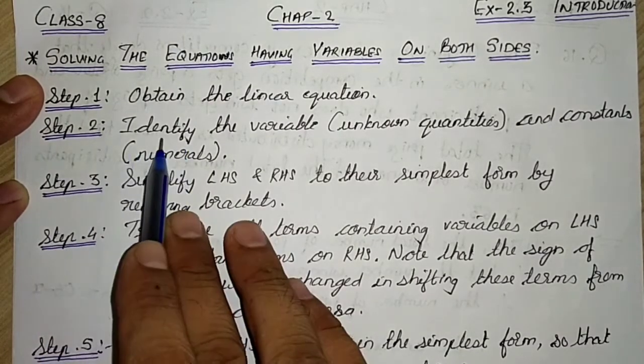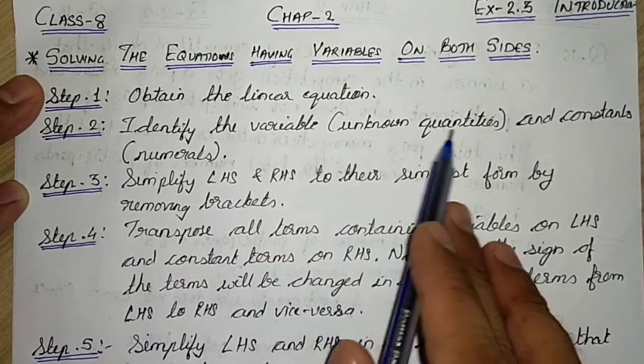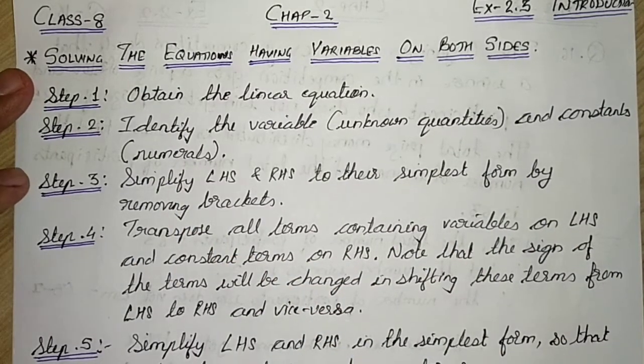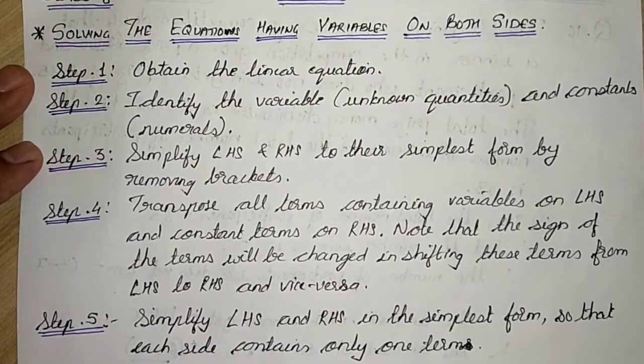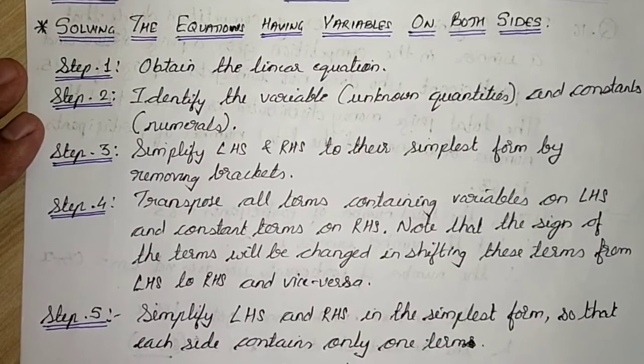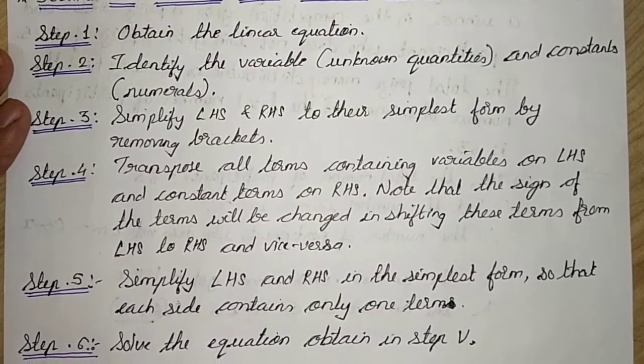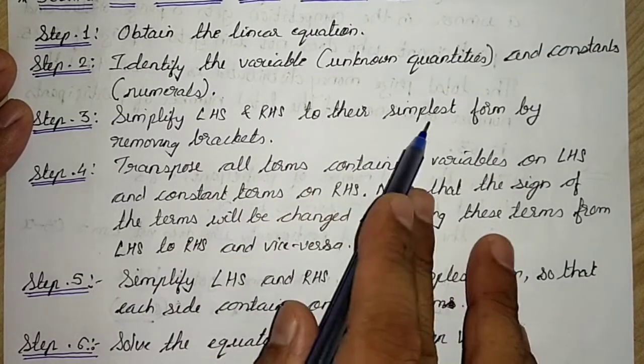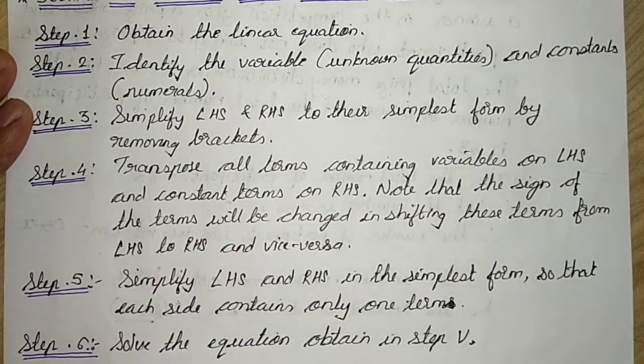In step 2, identify the variable, that is the unknown quantities, and constants, that is numerals. You have to identify which variable they have given you. Step number 3, simplify LHS and RHS to their simplest form by removing brackets. Sometimes the question will have brackets on both sides, in the LHS and RHS. First you will remove the brackets and simplify both sides, that is the LHS side and the RHS side.